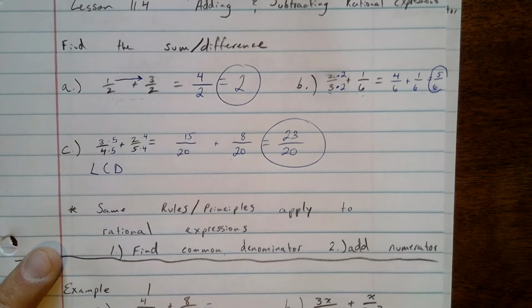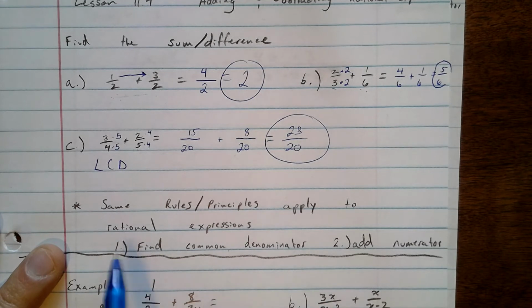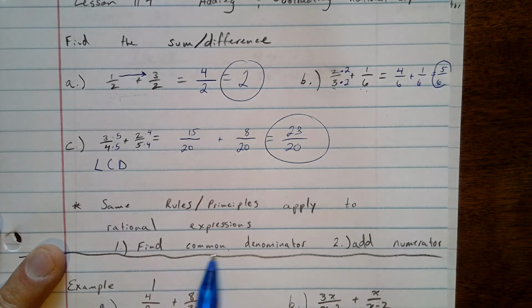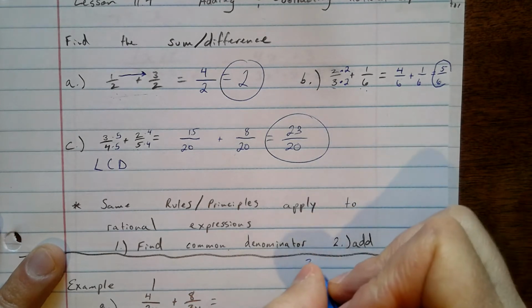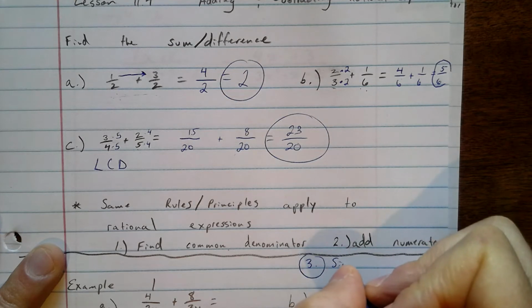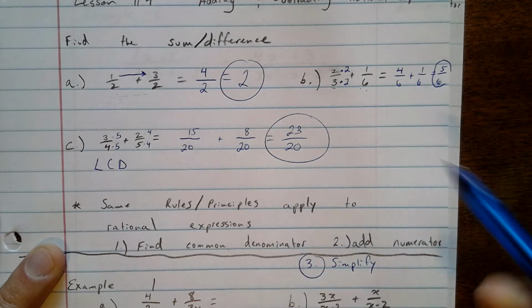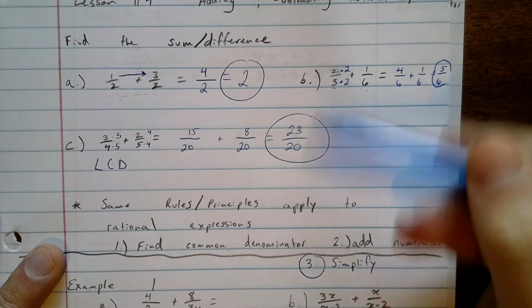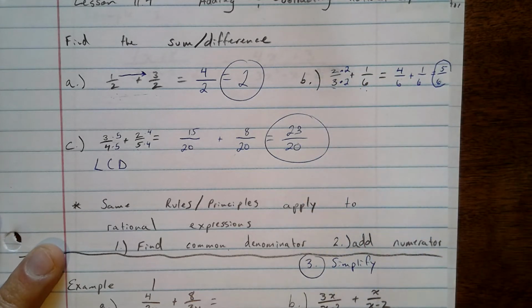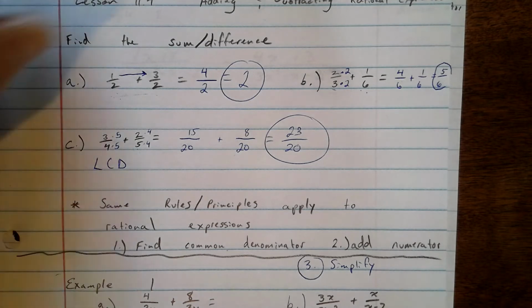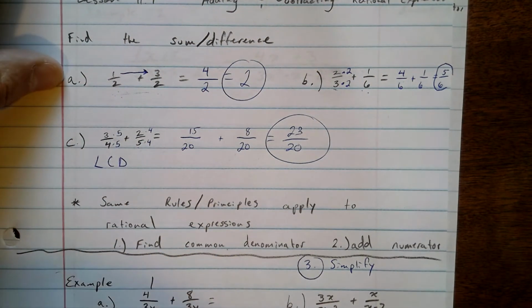So the general rules and principles are the same and will apply to rational expressions. First step is find a common denominator. Second step is add the numerators. And I should actually add this third step, which is simplify. Now, simplify may look different if we're dealing with easy problems like this compared to more complicated problems, but the third step is simplify everything. So we're going to jump into some example problems for today then.